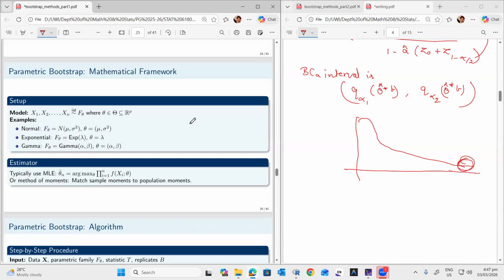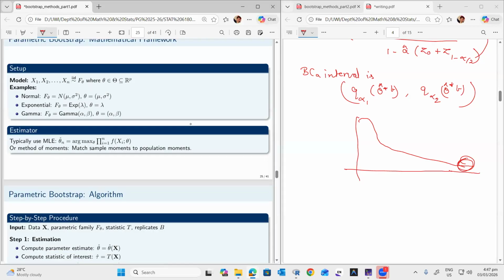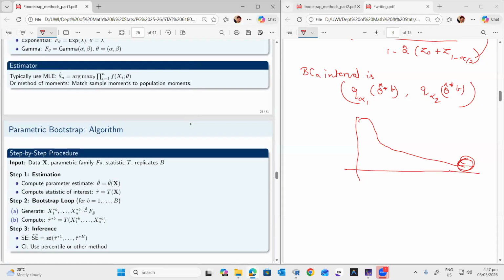We just take the example that suppose x1, x2, ..., xn are IID random variables that follow the CDF f theta, where theta belongs to the parameter space capital Theta, and that is a subset of the real line. All right. For example, normal distribution, exponential distribution, and gamma distribution, and we typically use the MLE theta cap, or method of moments, and match sample moments to the population moments.